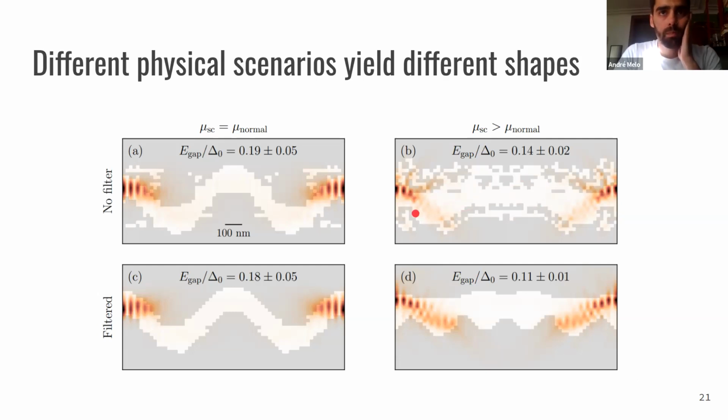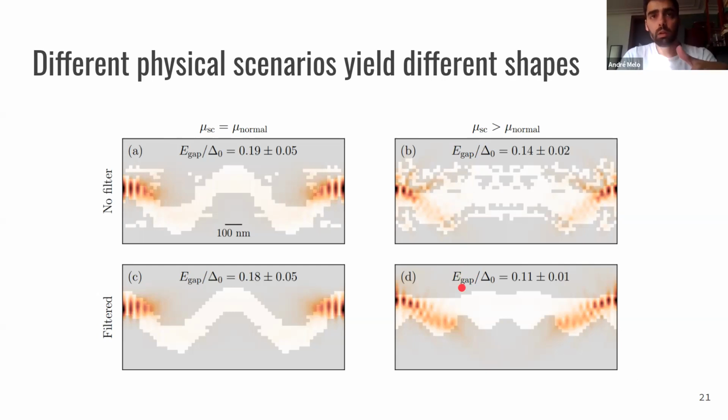If you remember, on the left you had this run also without the median filter, but with matching chemical potential. And we see that the shape is not completely smooth, but it's smooth-ish, right? Whereas here on the right, it's really completely disordered. This is quite interesting. In this scenario, a disordered shape yields a high gap, and the optimizer chooses to go for that.